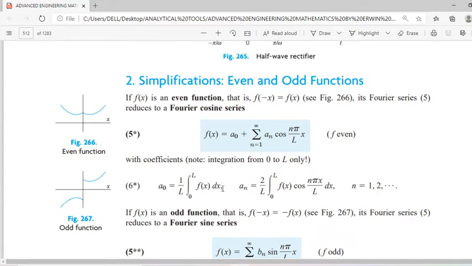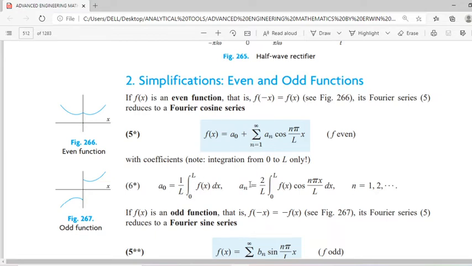Okay, and the constant is 1 by L into, because f of x is even, we can modify the integral minus L to L as 2 times integral 0 to L. For an even function, you know the result that integral minus a to a f of x dx equals 2 times integral 0 to a. A similar argument can be applied here. So instead of 1 by 2L, we have 1 by 2L into 2 times integral 0 to L f of x dx. The 2 cancels, and the remaining term is 1 by L into integral 0 to L f of x dx.